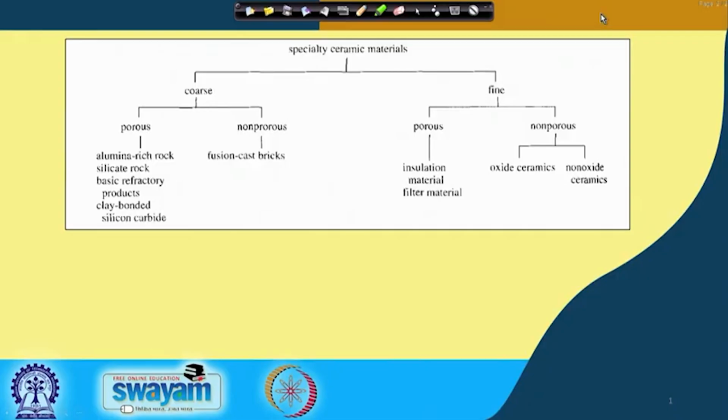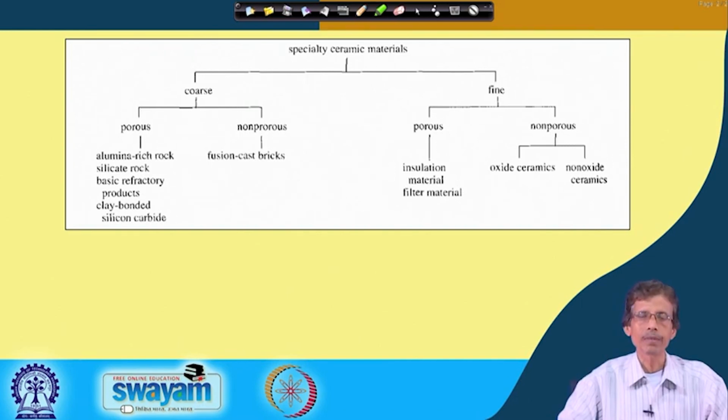Hello, good evening everybody. So, we were talking about the different types of ceramic materials, and one of the types we are discussing is the second category, basically the specialty ceramic materials. So, this is of special quality. It can also have two different types, one is the coarse type and another is the fine type. And within this coarse variety, we have again subdivided into two, the porous and the non-porous part.